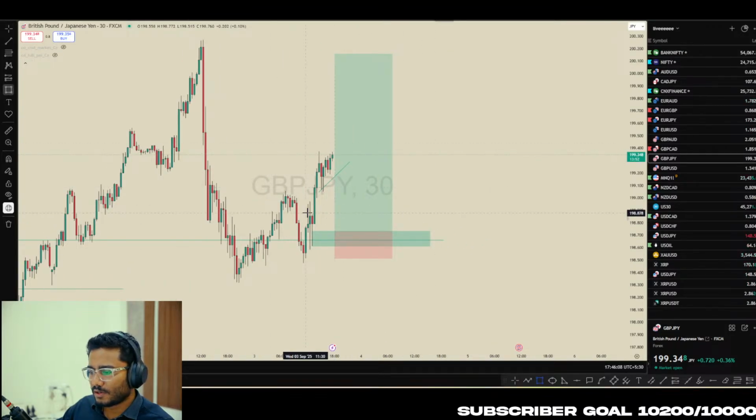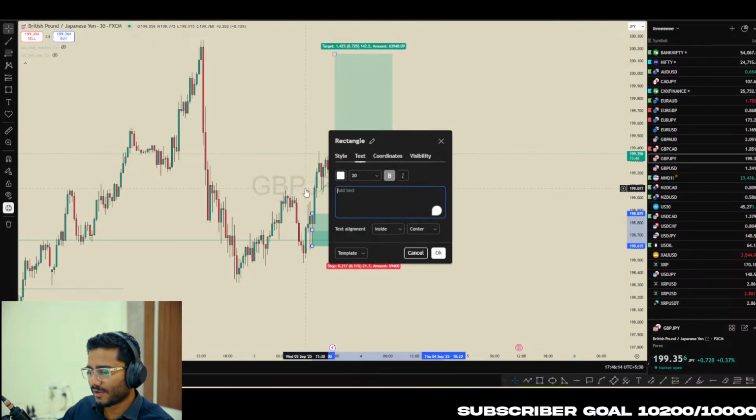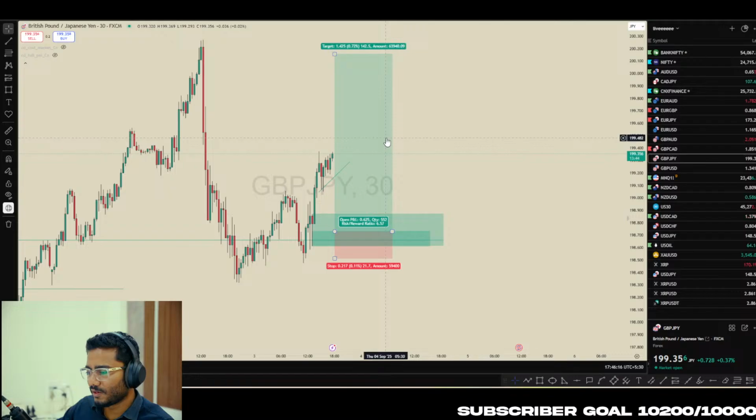So this is the 30-minute order block. We have refined it on 5 minute, but this is a 30-minute POI. Let's see how price reacts. If price taps this 30-minute order block and then gives us a change of character, then we look for buy side from there only. But for direct entry, we look for this order block.